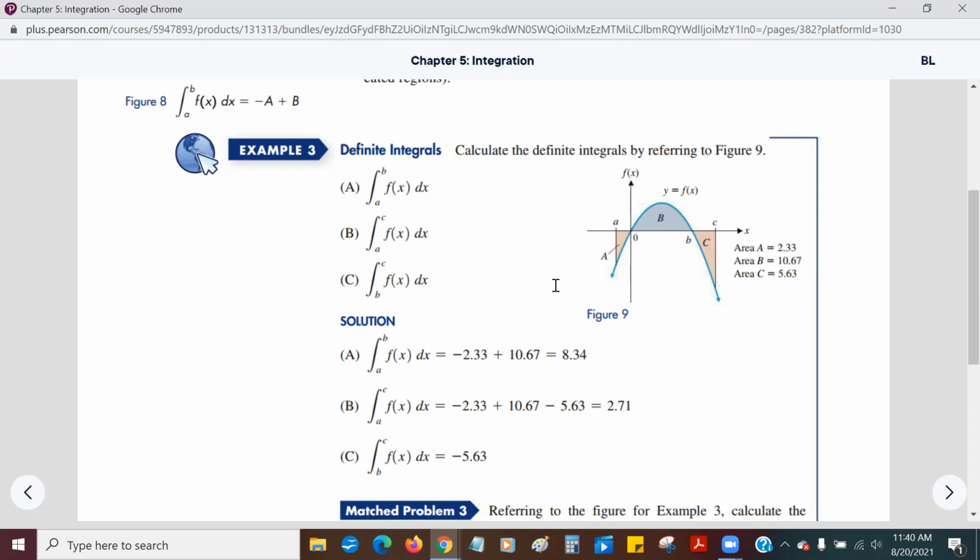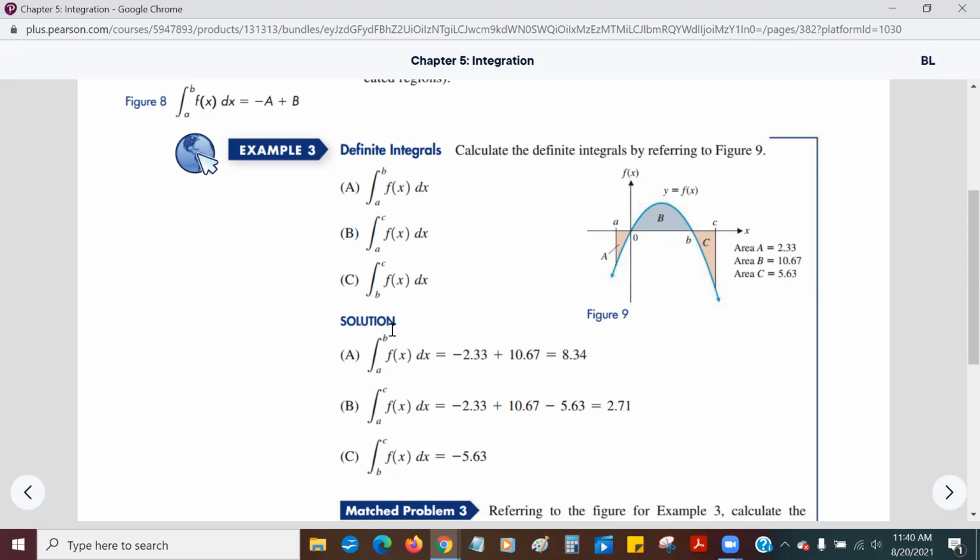If I want to go from A to C, that's from here all the way to there, then it's negative 233 plus positive 1067 and negative 563, which is a grand total of 271. Notice the ones that are above the axis, I'm adding on positively. The ones that are below the axis, I'm subtracting off negatively, if you will.